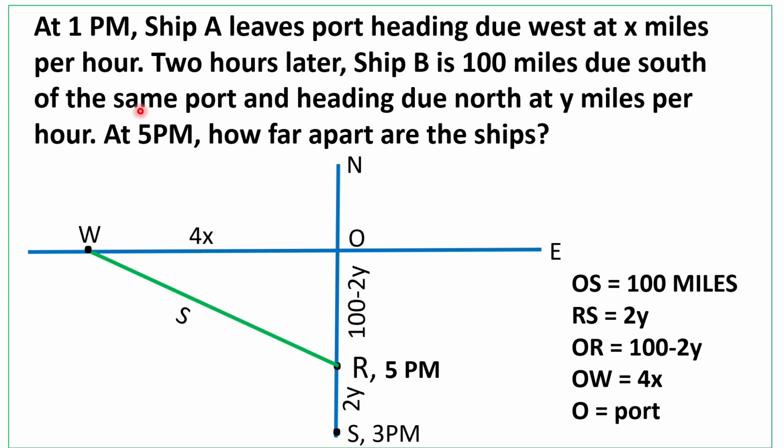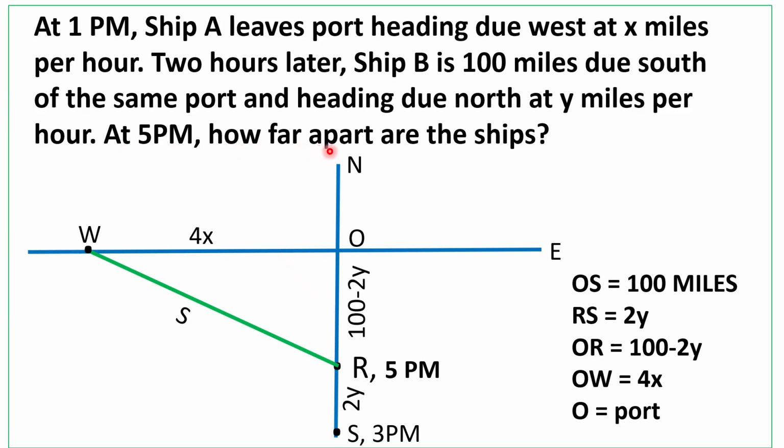2 hours later means that it was 1 p.m. and 2 hours later means 3 p.m. So at 3 p.m., ship B is 100 miles due south of the same port and heading due north at 5 miles per hour. This ship B is heading due north, number one. Secondly, it is 100 miles, which means the distance from S to O, that is OS, is equal to 100 miles.